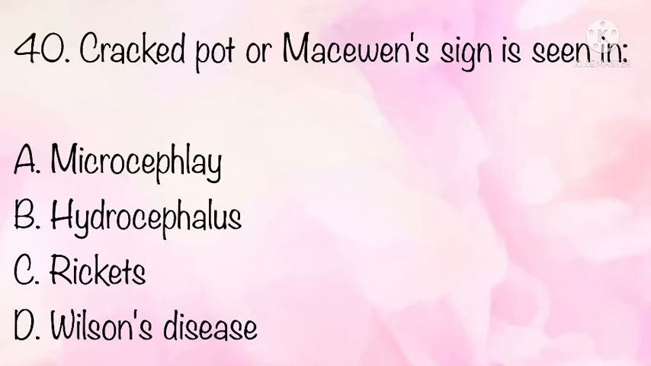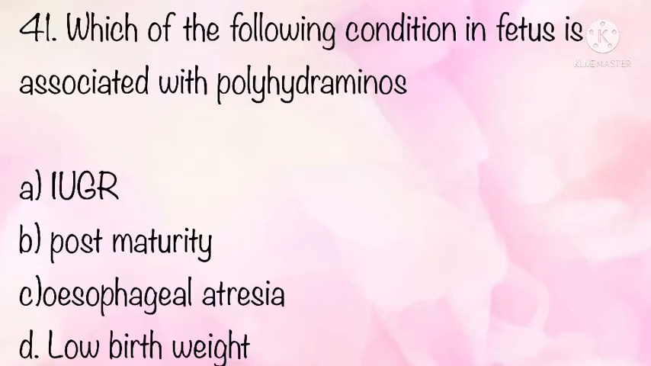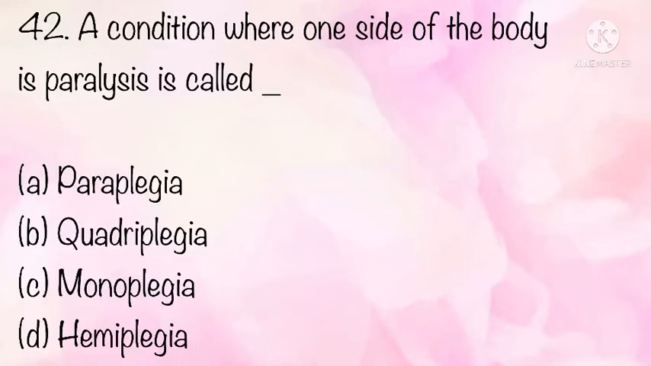Crackpot or Macewen's sign is seen in microcephaly, hydrocephalus, rickets, Wilson's disease. The correct answer is B, hydrocephalus. Which of the following conditions in fetus is associated with polyhydramnios: IUGR, post-maturity, esophageal atresia, low birth weight? The correct answer is C, esophageal atresia. A condition where one side of the body is paralyzed is called paraplegia, quadriplegia, monoplegia, hemiplegia. Correct answer is D, hemiplegia.